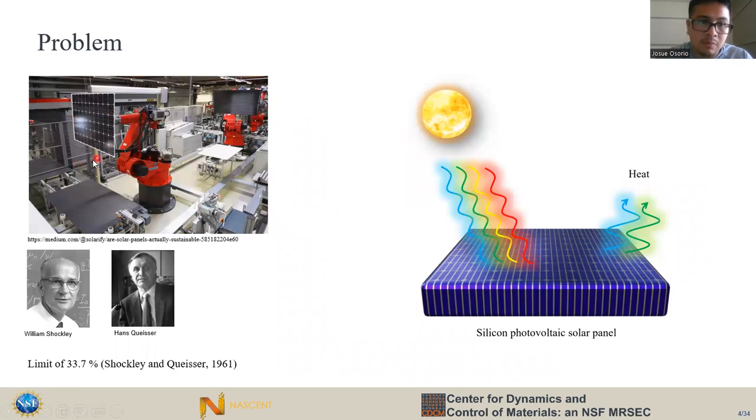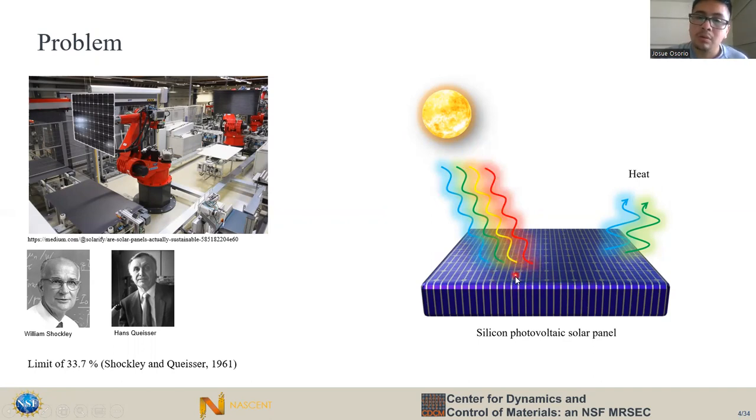Now, what's the problem? Well, silicon solar cells dominate the market right now. Shockley and Queisser, these two scientists, calculated that only 33.7% is the limit for a perfect silicon solar cell. And the reason for that is shown here. So this is a silicon solar cell, and the sun is going to emit different colors, right? Blue, green, yellow, red. Every color is going to have a different energy. Blue, for example, has a lot of energy. Green has a lot of energy. Yellow doesn't have that much energy. Red doesn't have that much energy. Silicon absorbs all of them.